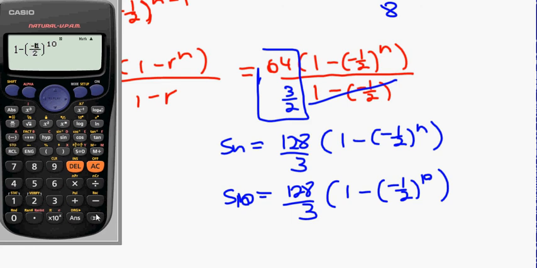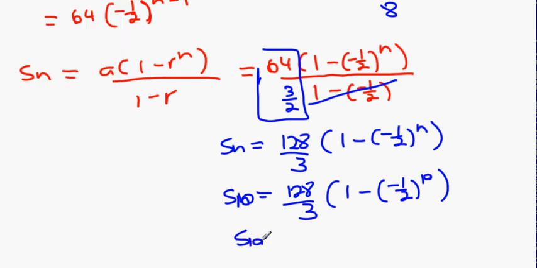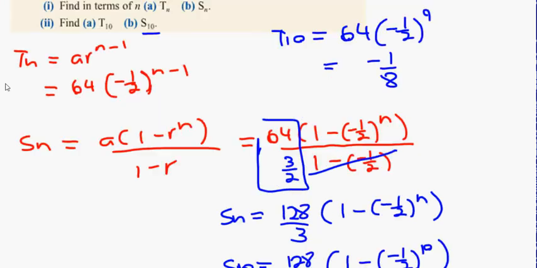And then what we get there is this number here. Then multiply that by 128 divided by 3. And what we get is 341 over 8. So S10 equals 341 over 8. Okay, so that's question 2 done. Now we're on to question 5. Oh, sorry, we'll do question 4.